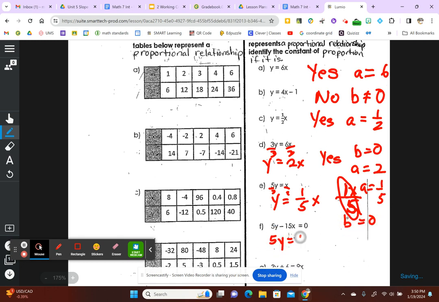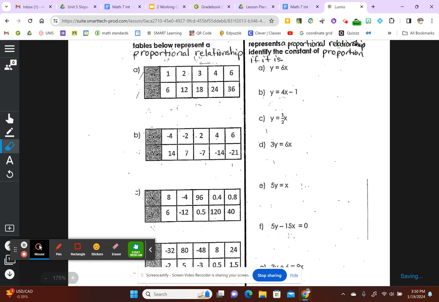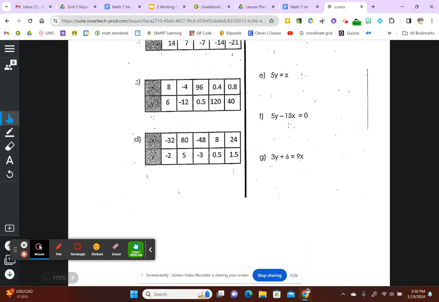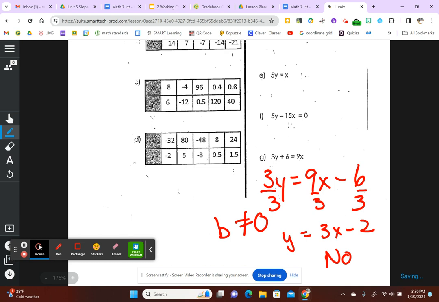This is 5y equals 15x. Divide by 5, y equals 3x. B equals 0. This is a yes, and the constant of proportionality is 3. Then for the last one, I divide by 3, divide by 3, divide by 3. Y equals 3x minus 2, and the answer is no, because b does not equal 0. Okay, that's the end of this video.